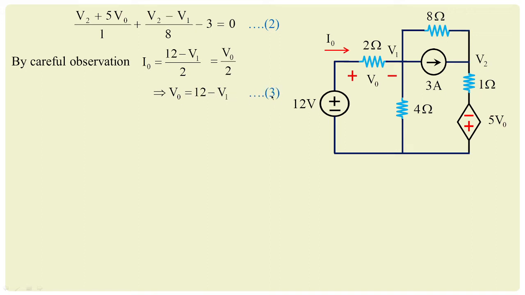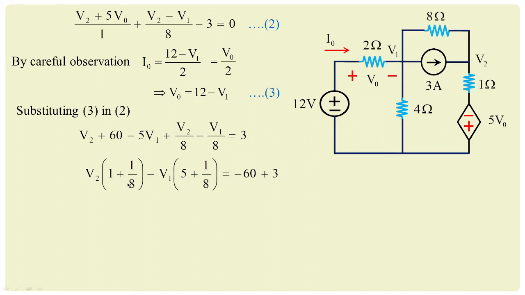Treat this as equation 3. Now substitute equation 3 in equation 2. We are going to get V2 plus 60. How did you get 60? You have 5 V0, so 5 times 12 will be 60. Minus V1 multiplied by 5 will become minus 5 V1, plus V2 by 8 minus V1 by 8 is equal to 3. So rearrange the terms in terms of V1 and V2.